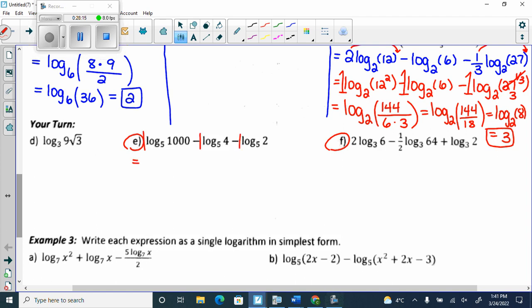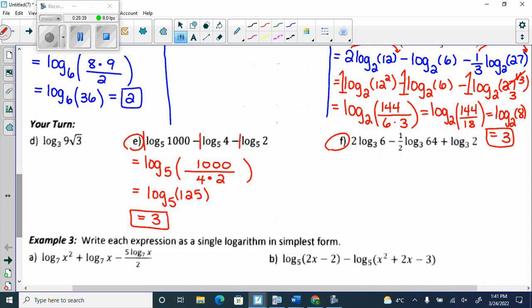So we're going to get log base 5. 1,000 is going to be in the top because there's a plus 1 in front. 4 and 2 in the bottom, and I'm going to multiply. What's 1,000 divided by 8? 125. And then, 5 to what exponent is 125? 3.